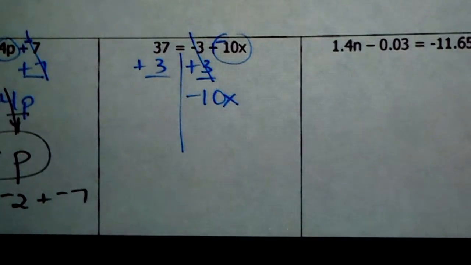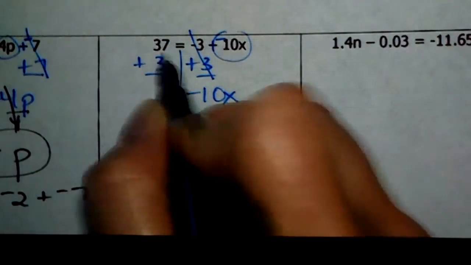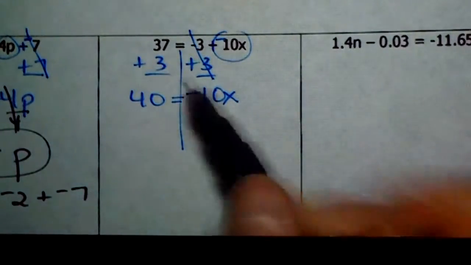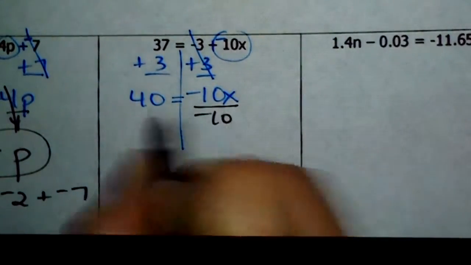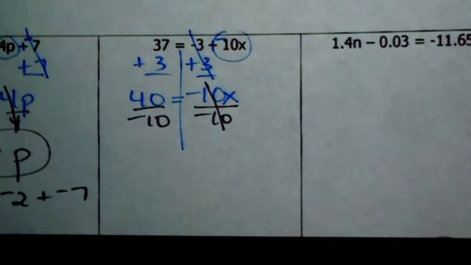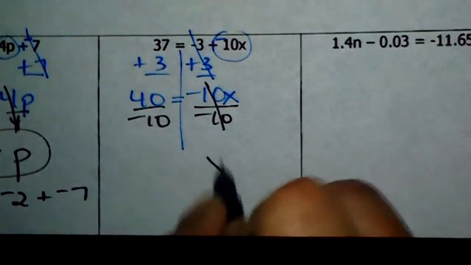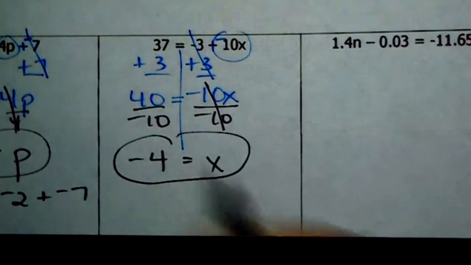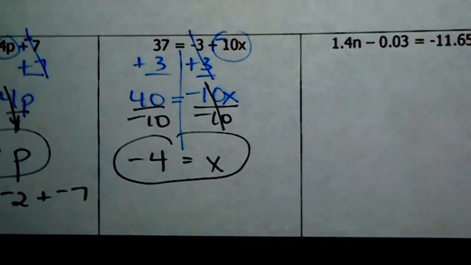Minus 10 means it's a negative 10. 37 plus 3 is 40. Now I want negative 10 to go away. It's being multiplied, so I'm going to divide by it. And negative 10 divided by negative 10 is 1. 1x is x. 40 divided by negative 10 is negative 4. And voila, you are done with that one.